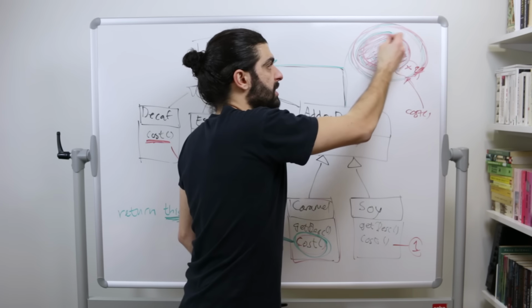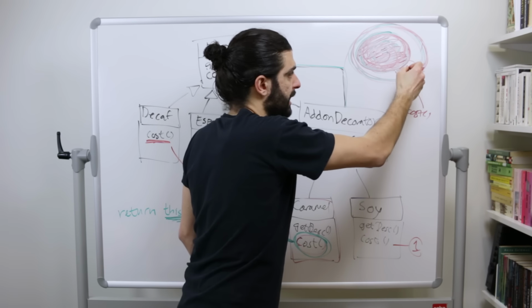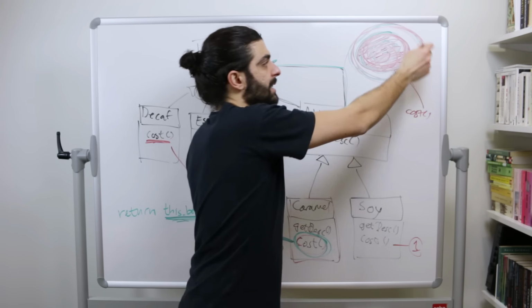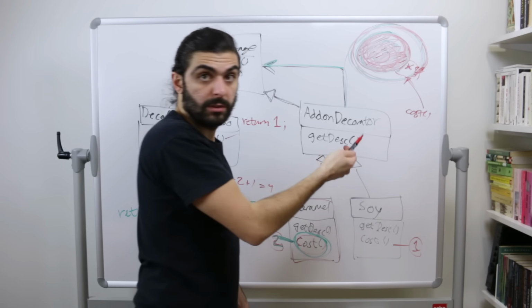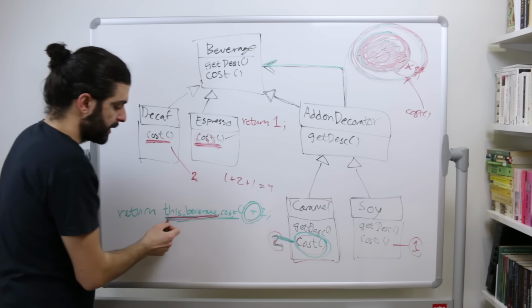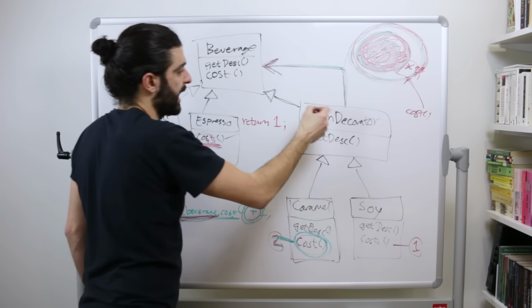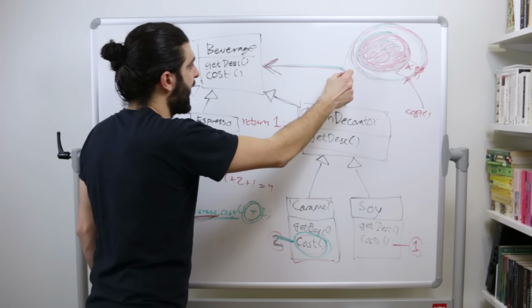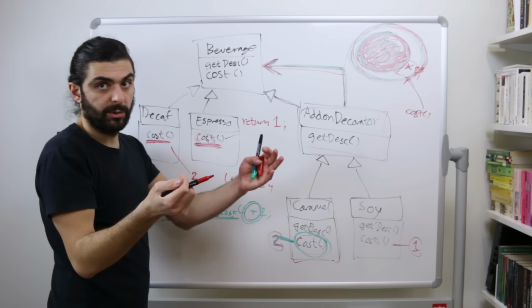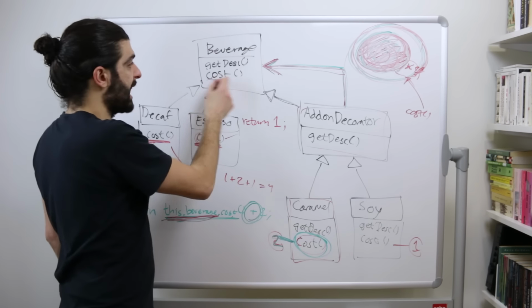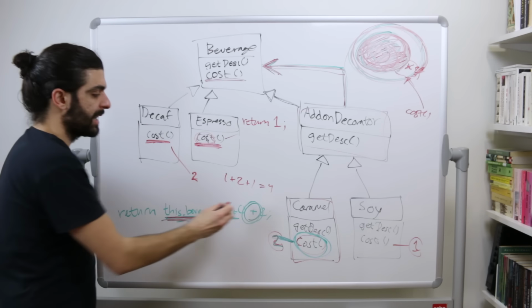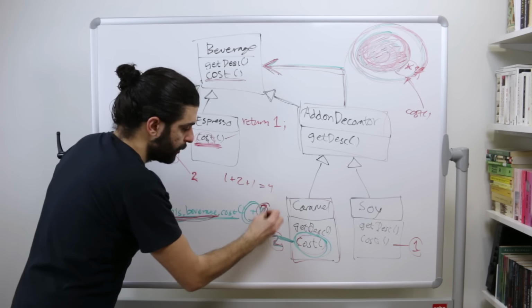So it should say, what's the cost of this thing that I'm wrapping? And then let me add 2 to that, because that's the cost of the caramel add-on. And this is why it says this.beverage, let me return the price of the thing that I have. I am a decorator. I have a beverage, which might be a decorator or it might be a baseline beverage. Let me ask for the cost of that thing, and then let me add whatever I want to that.